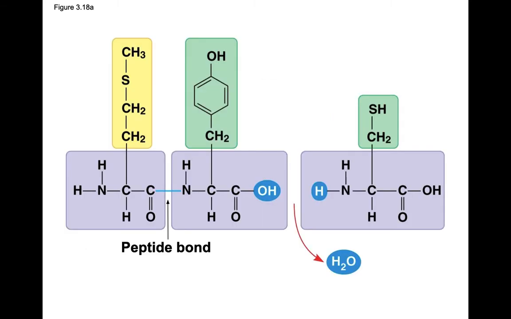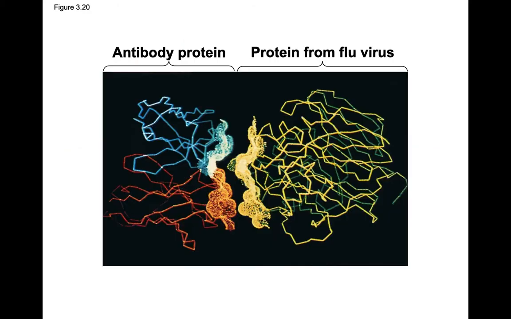Now, when we form a peptide bond, we are going to be taking the hydroxide group from that carboxylic acid group and taking out a hydrogen from the amine group, forming a water molecule. So there's another good example of dehydration synthesis.